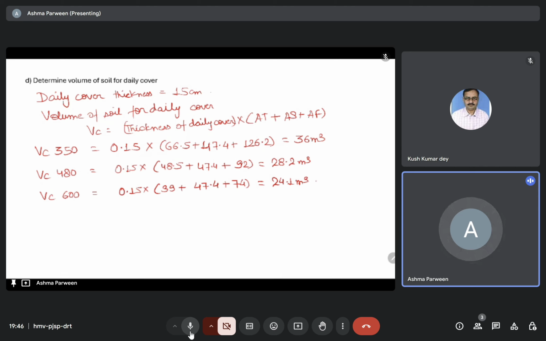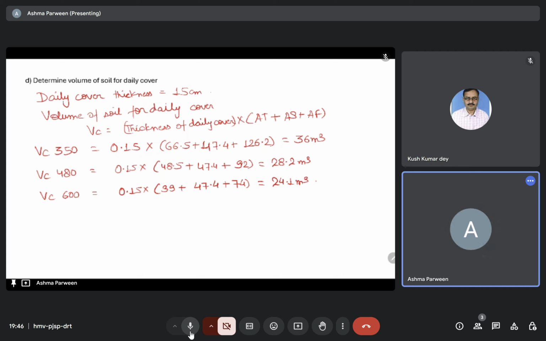So we have found the volume of soil for daily cover for all the three specific weights. We are getting the least volume of soil for 600 kg per meter cube of the specific weight, because if the waste is compacted more, it will take lesser volume, and so lesser volume of soil will be required for covering it.